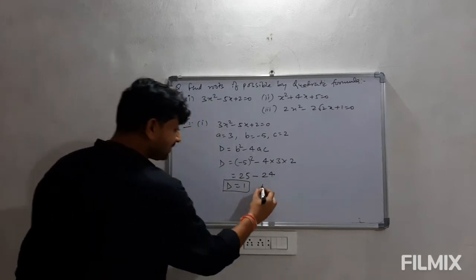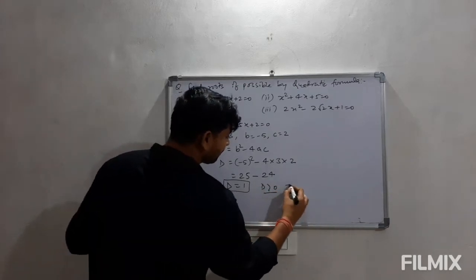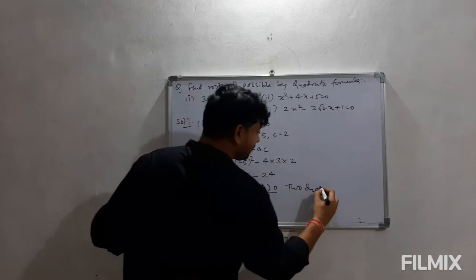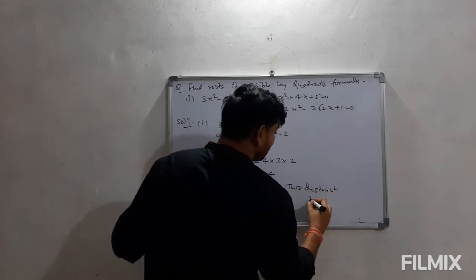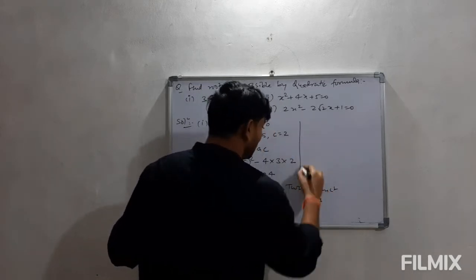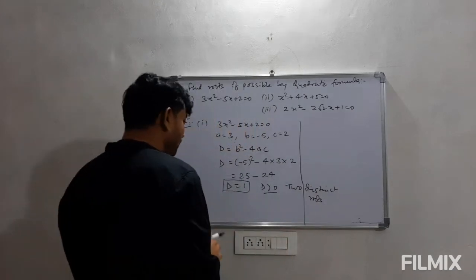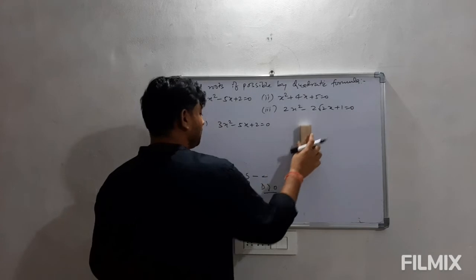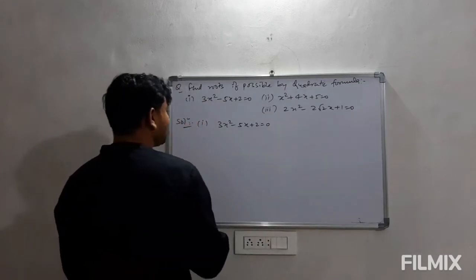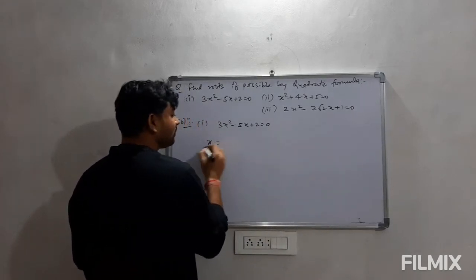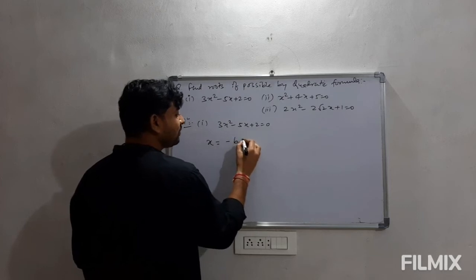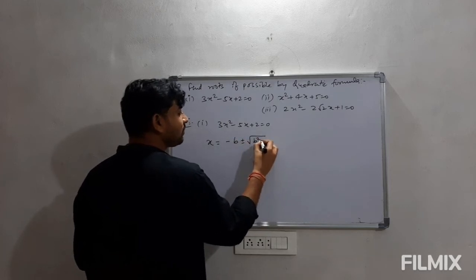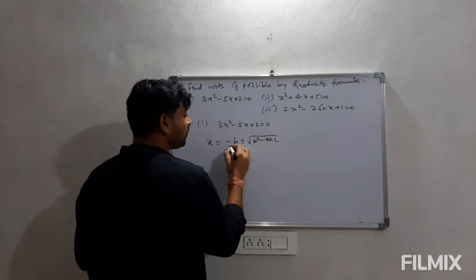So this is greater than 0, which means there will be two distinct roots. So now it is possible to find the roots. We will find the roots by using this value of discriminant. So the roots, by using the quadratic formula, will be minus b plus minus root of b square minus 4ac upon 2a.